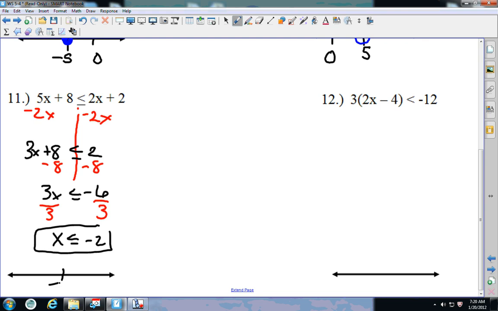So here I've got negative 2. There's the 0. We're going to put a closed circle because there is the equal to bar right there. Less than, I'm going to shade to the left.